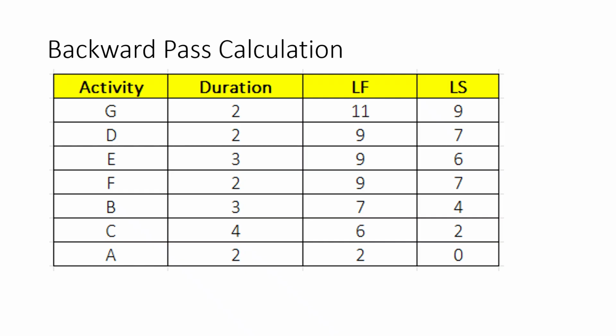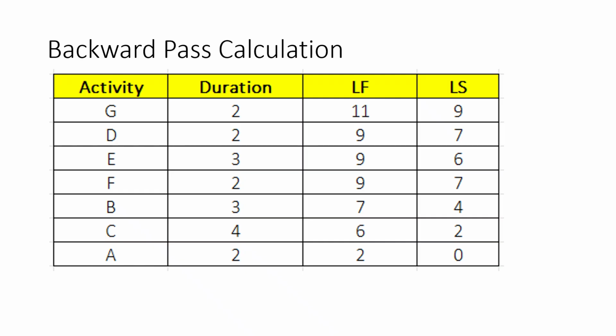Activity B leads to D. Since D starts at day 7, the LF for B is 7. B takes 3 days, so LS is 4. Activity C leads to E and F. E starts at day 6 and F starts at day 7. Since we use the smallest LS, the LF for C is day 6. C takes 4 days, so LS is 2.